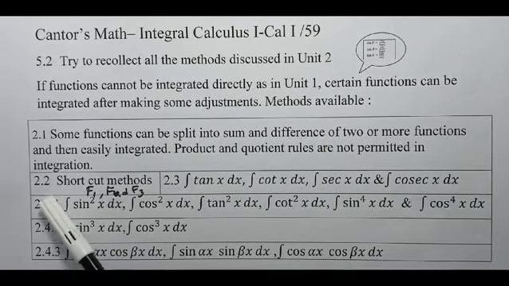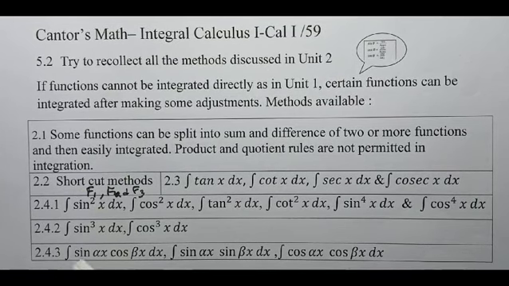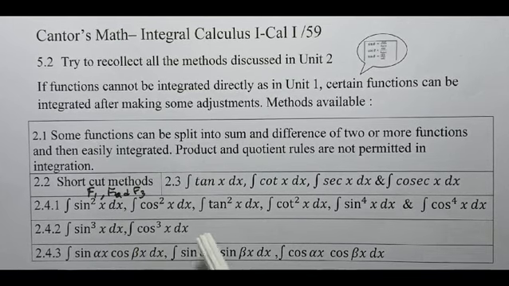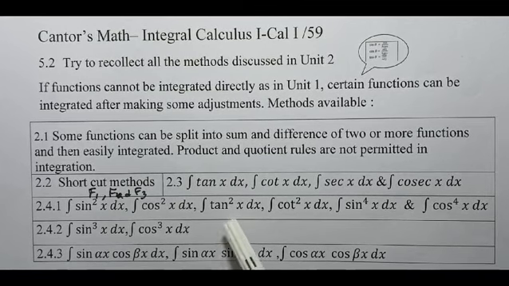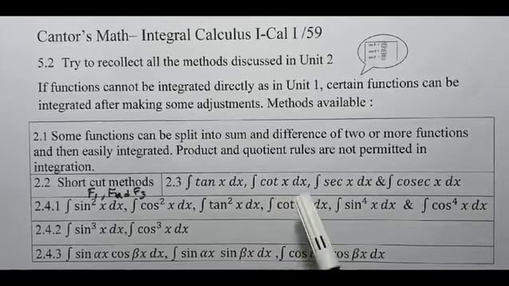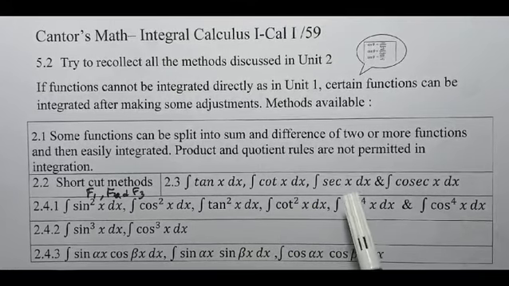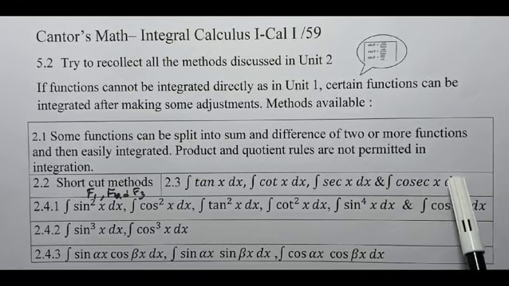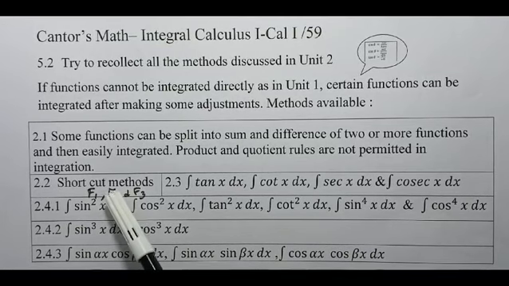Next, 2.2. We have discussed 3 shortcut methods. Number 1, integral f dash of x by f of x dx equal to log f of x plus c. Number 2, integral f dash of x by square root of f of x dx equal to 2 into root of f of x plus c. Number 3, integral (f of x) whole power n into f dash of x dx equal to (f of x) whole power n plus 1 by n plus 1, where n not equal to minus 1. Those are the 3 shortcut methods we have discussed in the 2.2 section.